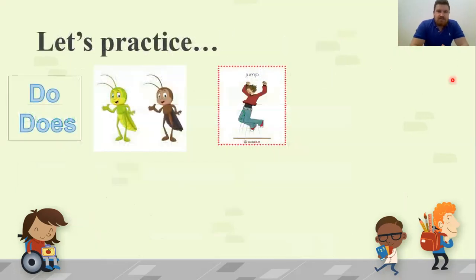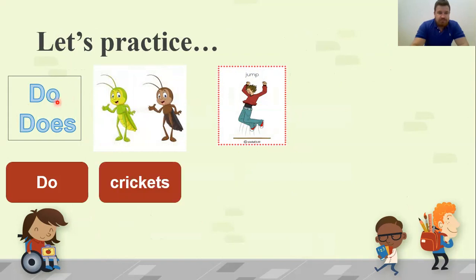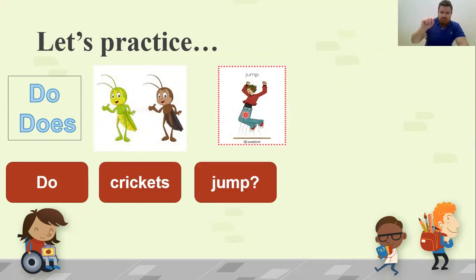Okay, so let's practice. Now, here, how many do you see? Two crickets. So we got to use do. Do crickets. And just the verb jump, question mark. I want to know, do crickets jump?